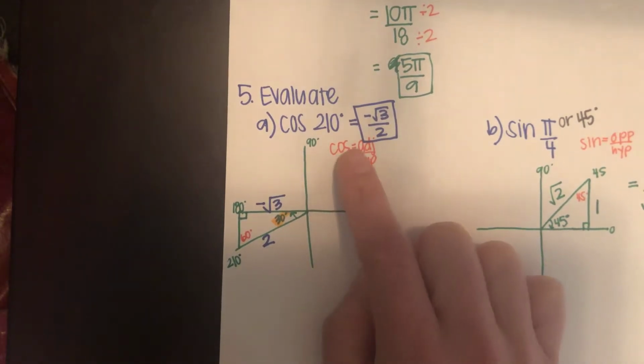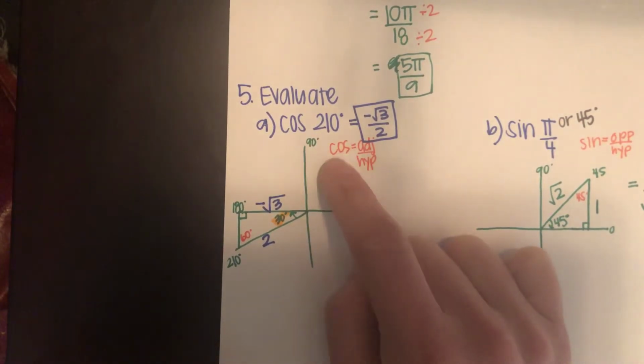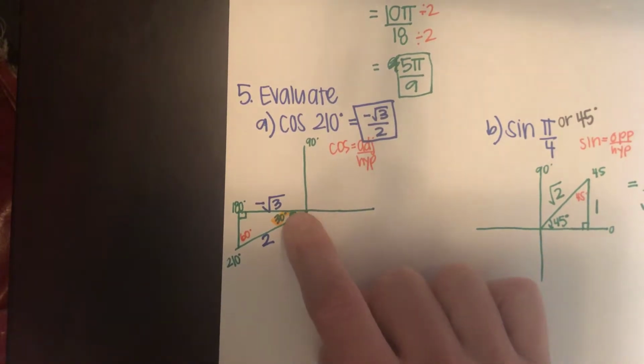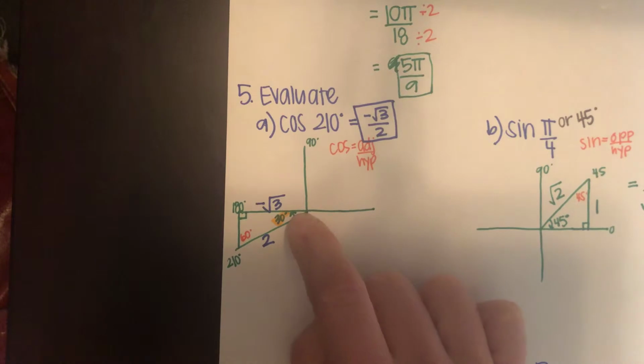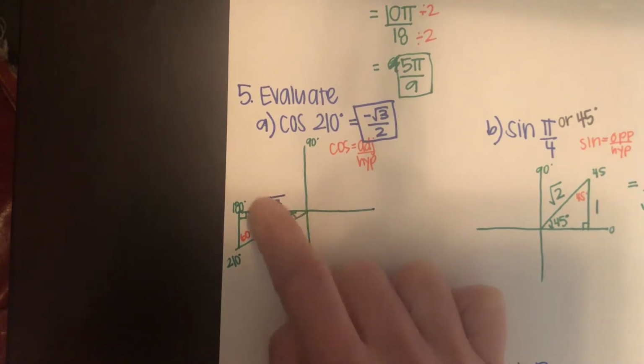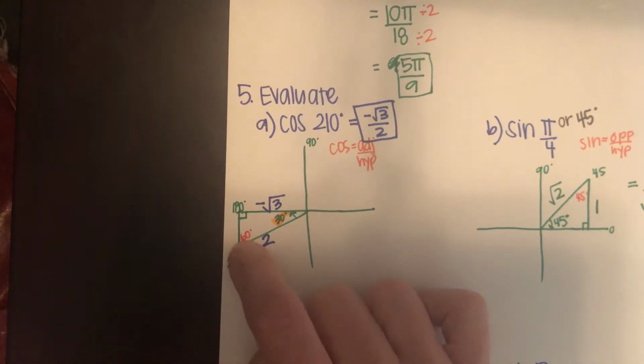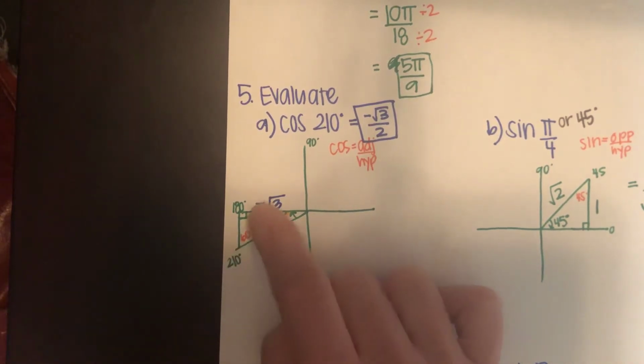My second step is to label the adjacent and hypotenuse. You know that the reference angle created is always going to be next to the origin. So adjacent is going to be here, and hypotenuse is here. We memorize that opposite, or across from, the 60-degree angle, this side length is always going to be square root 3.